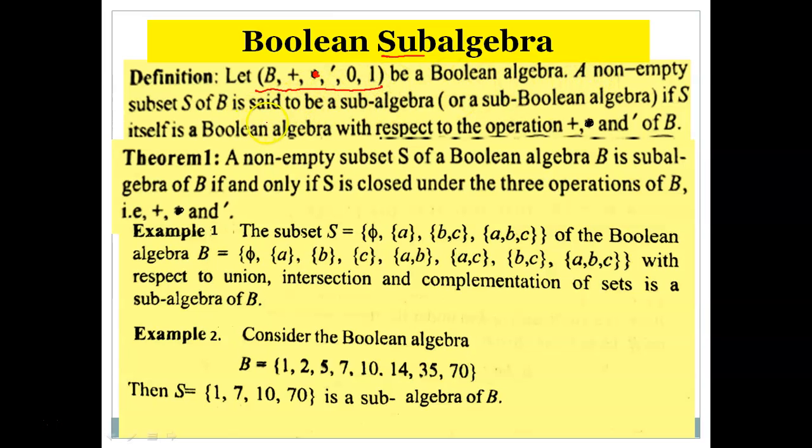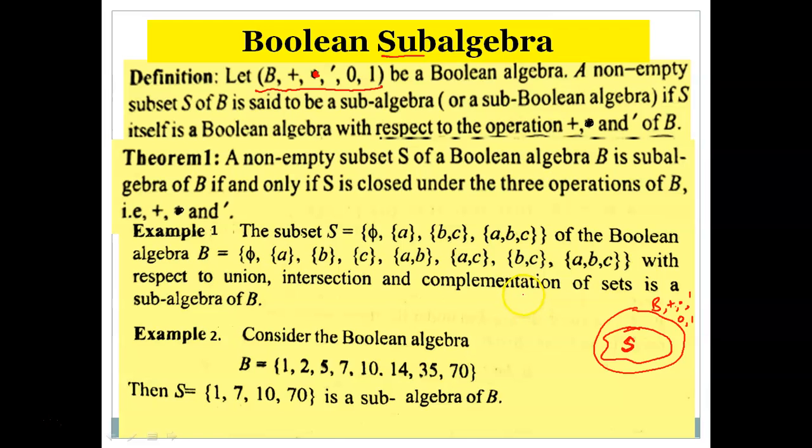A non-empty subset S of B is said to be a subalgebra or a sub-Boolean algebra if S itself is a Boolean algebra with respect to these operations plus, dot, and complement of B. So this is the definition of subalgebra, or you can visualize the situation in this manner: if B is the Boolean algebra with respect to the operations plus, dot, and complement, and the identity elements 0 and 1 are there, and if we have a subset S which with respect to these operations also satisfies the properties of Boolean algebra, then you can say that this S is a subalgebra of this Boolean algebra.